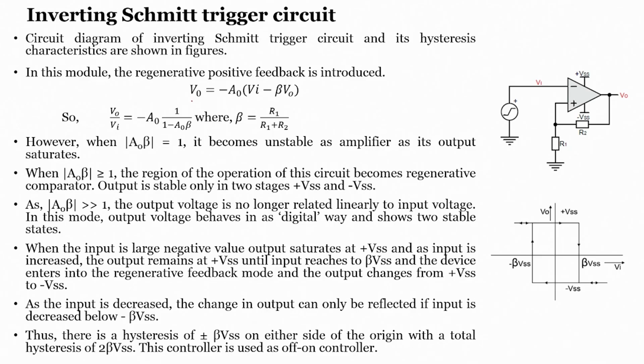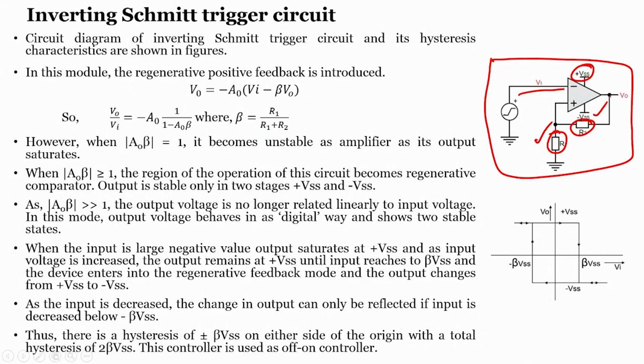As we know, the op amp output voltage V naught can be written as minus A naught into Vi minus beta into V naught, where beta is nothing but R1 divided by R1 plus R2. The value of beta depends upon the resistors R1 and R2 that we choose. The values of R1 and R2 are responsible for deciding what thresholds are used for your circuit. As we have already seen in our professor's lecture, the relation between the thresholds depends upon the beta value. So what is beta? Beta is related to the resistances that we have chosen. It is nothing but R1 divided by R1 plus R2.